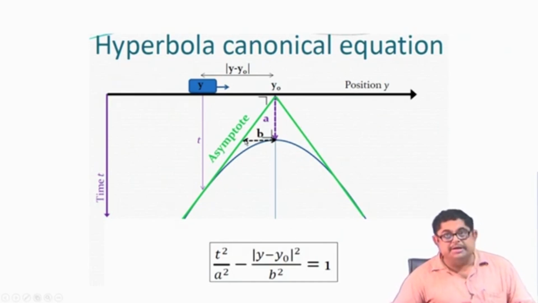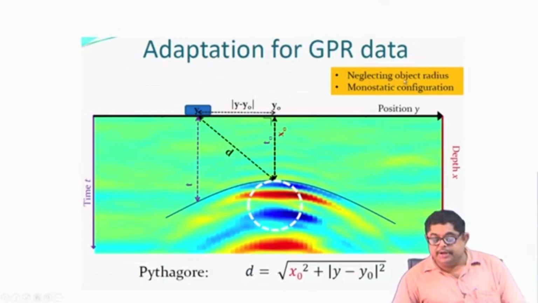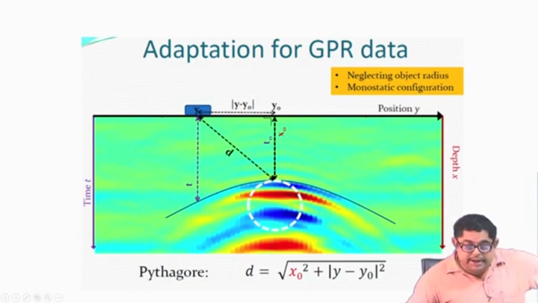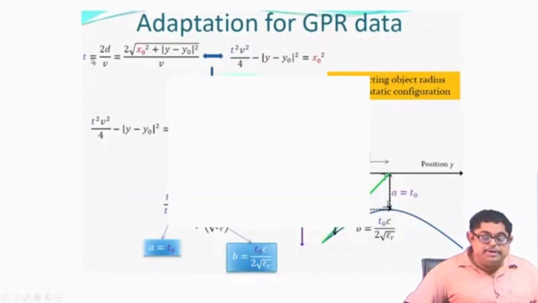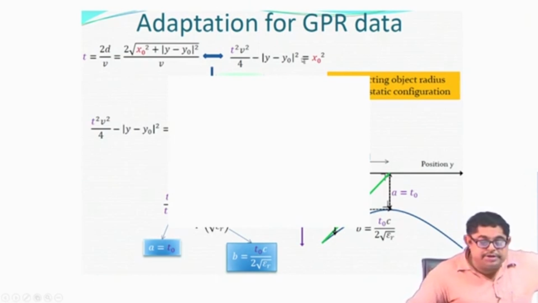Now, A and B are measurable, and we will assume, for a simple model, that the object is a point object and monostatic configuration is assumed. Then by Pythagoras theorem you can write the distance d like this, where x naught and y naught are the two coordinates of this point. Then you can follow here that the travel time is 2d by velocity. So, put it here, and finally, solving, you get this equation.